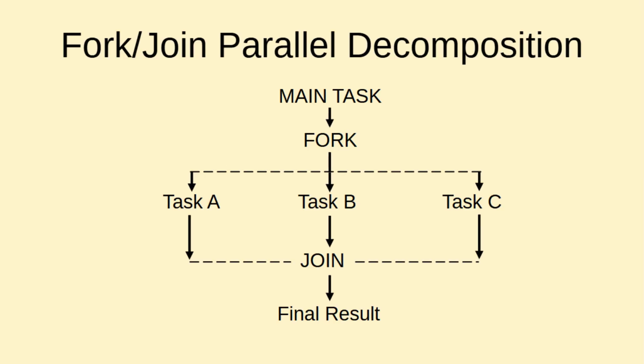Next is fork join. This is closely related to recursive parallelism. The fork join model is a parallel decomposition pattern where a main task is divided into smaller subtasks that execute concurrently. The fork step creates parallel tasks or threads. After all subtasks are complete, the join step synchronizes them and combines execution back into a single flow.